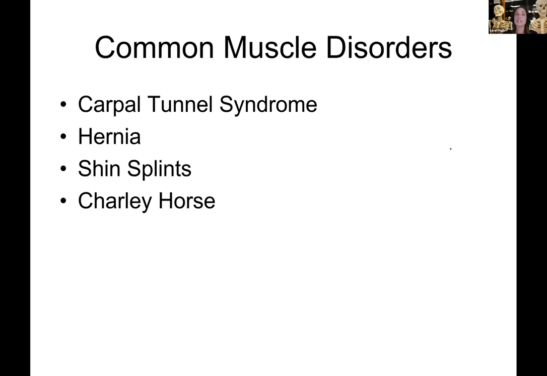Some of our muscle disorders that I have listed here are things like carpal tunnel, hernia, shin splints, and a Charlie horse. Now, some of you, well, I know all of you have had shin splints before, so we're going to talk about what that is. I'm going to start with carpal tunnel.